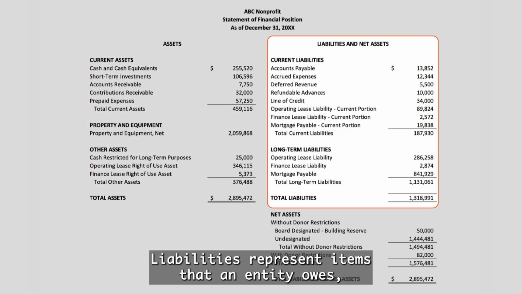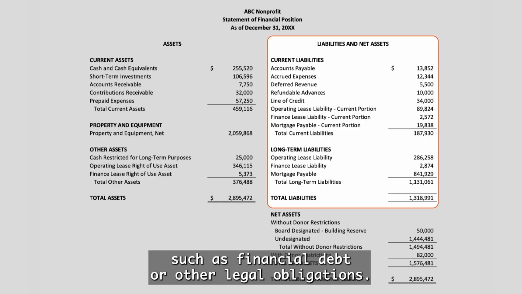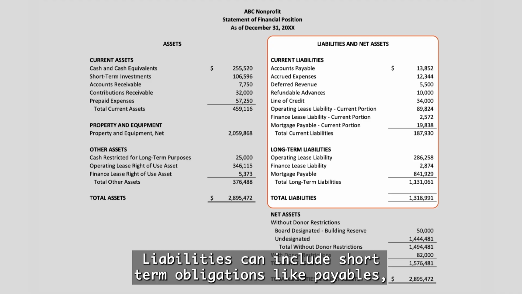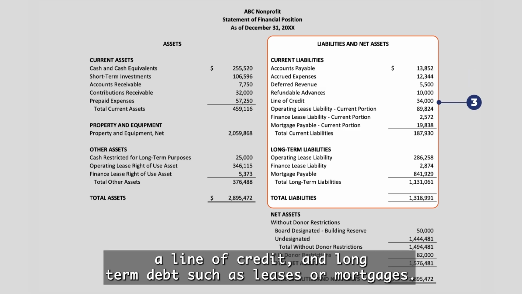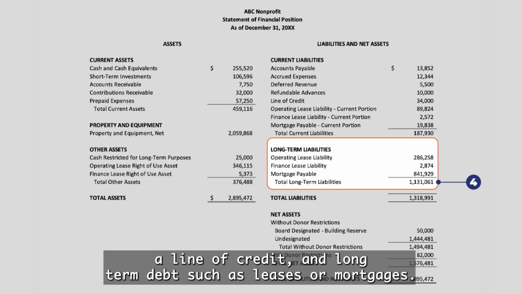Liabilities represent items that an entity owes, such as financial debt or other legal obligations. Liabilities can include short-term obligations like payables, which are amounts owed to vendors, accrued expenses, a line of credit, and long-term debt, such as leases or mortgages.